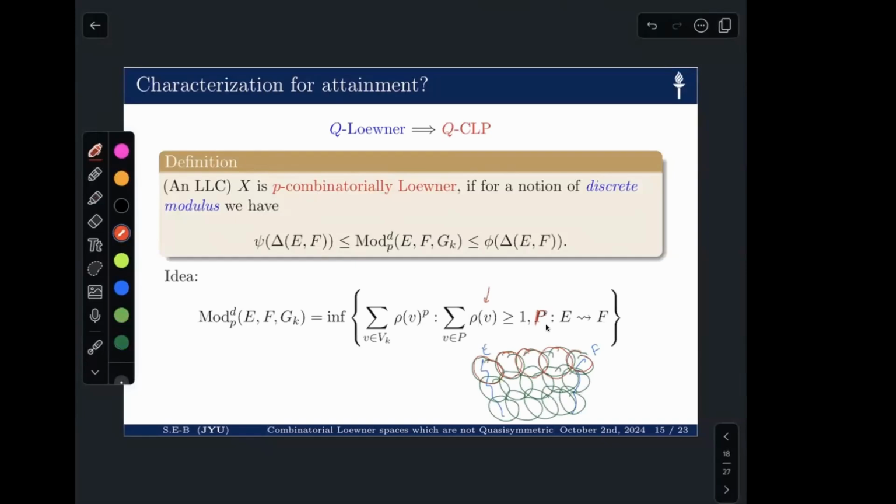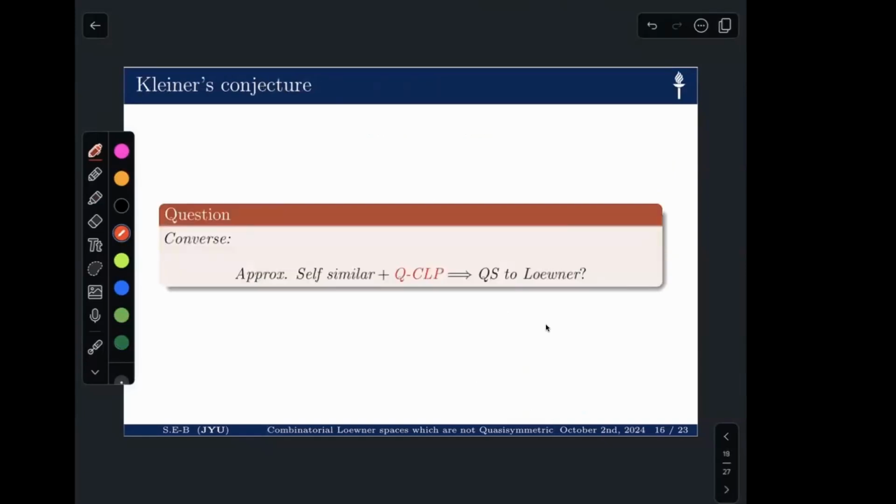So this looks exactly the same. So it is very reasonable to conjecture that actually this QCLP is exactly the right thing. There should be a converse to this fact, that the Q-Loewner condition implies the QCLP. The converse has to be QS invariant. So you could assume that the Q-combinatorial Loewner condition implies that you are quasi-symmetric to Loewner.